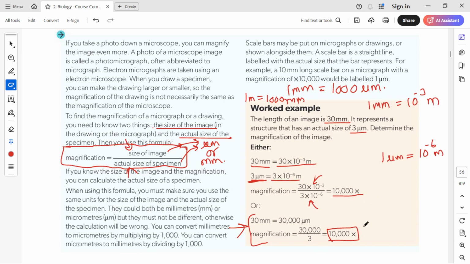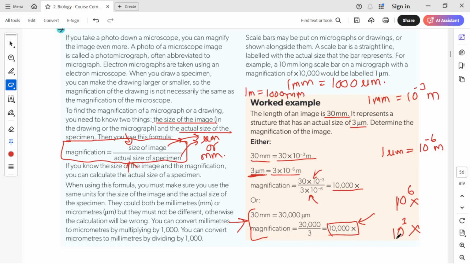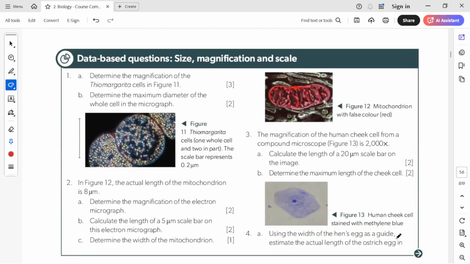So this resolution actually cannot be achieved using a light microscope. You'll have to use an electron microscope to achieve this resolution. Electron microscopes can give a magnification up to 1,000,000 times, that is 10 to the power 6 x. But light microscopes give a magnification up to 1000 times, or 10 to the power 3 x. So do remember that also.